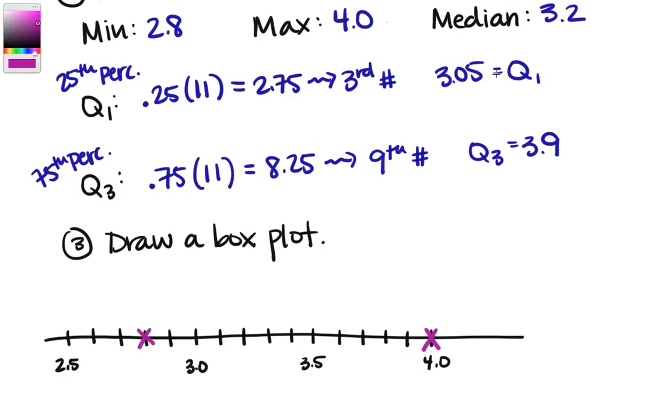So 3.05 is Q1. Here's 3.0, here's 3.1, so halfway between. And the median is 3.2, 3.0, 3.1, 3.2. And Q3, the 75th percentile, is 3.9. That's all the way up here. Those numbers together are going to give us our box. Then we extend a straight line out from the edges of the box to the max and the min. So there is our box plot, and that is going to be it for today.